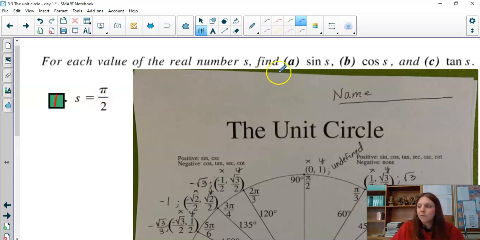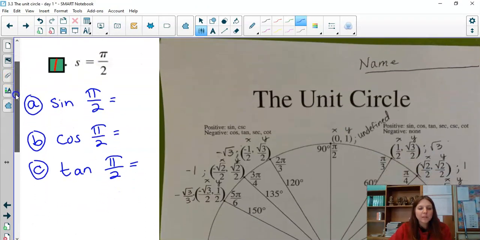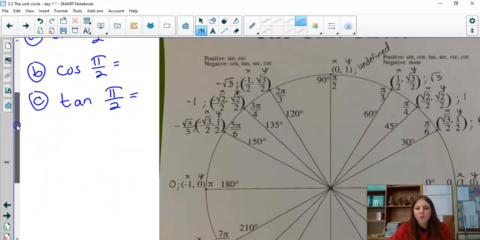For each value, we're going to find the sine of s, the cosine of s, and the tangent of s. And in example one here, s equals pi over 2. So pi over 2 is the angle. S is the angle. So first find pi over 2. Okay, so what I'm looking for is the angle that represents pi over 2.